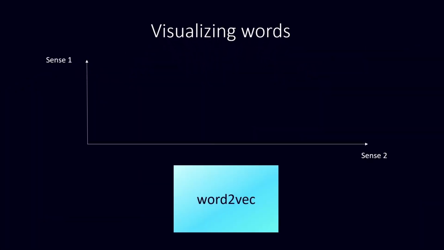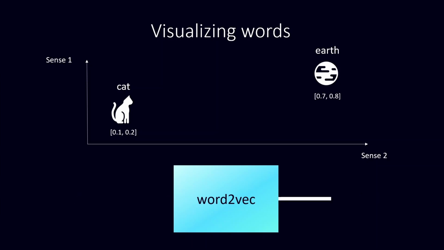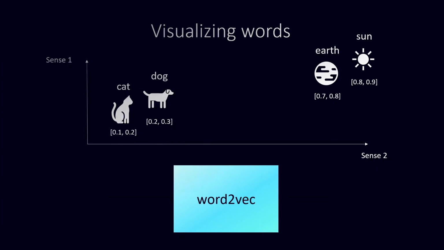So we have a plot and we transform the word cat into a vector. We plot this vector and then transform the next word, the word earth, and plot it. And because these words don't have the same meaning, they are really far from each other. If we add more words like dog or sun, they will group by sense. The earth will be close to sun and the dog will be close to cat. How is it even possible to transform words into meaningful numbers? We're just starting.